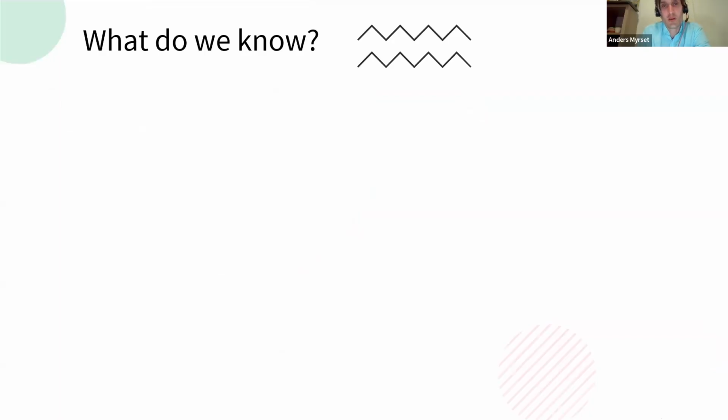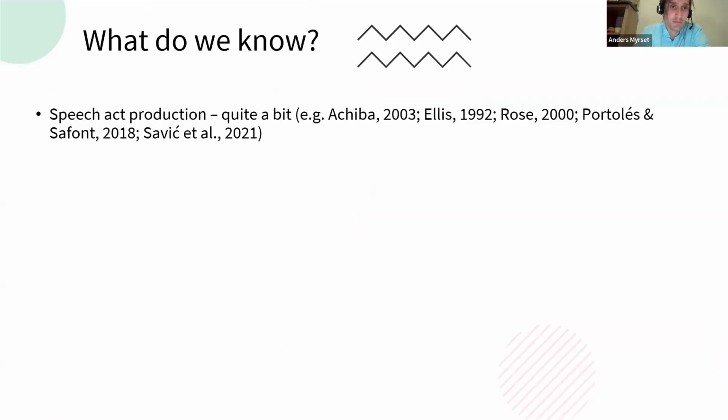And so what do we know about pragmatic development? When it comes to speech act production, we know quite a bit. So there have been studies looking at one child, two children, for instance, in the classroom or at home in an L2 context. There have been cross-sectional studies that have looked at this, and combined, some of these studies have also resulted in developmental trajectories, different stages of speech act production, so what you're expected to be able to do at different levels.